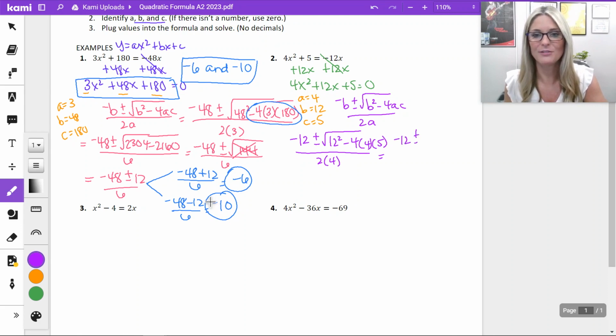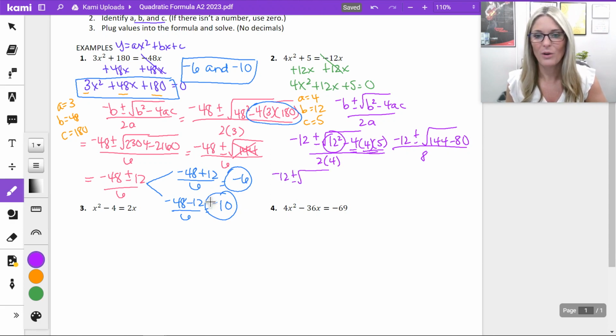Simplifying by hand, negative 12 plus or minus that 12 squared, I know is 144. And I can see that 20 times negative 4 is going to be negative 80. And then over 2 times 4 is 8. Negative 12 plus or minus 144 minus 80 is going to give us 64 divided by 8. And I'm loving that because 64 is a perfect square. Square root of 64 is 8. So we have negative 12 plus or minus 8 over 8.